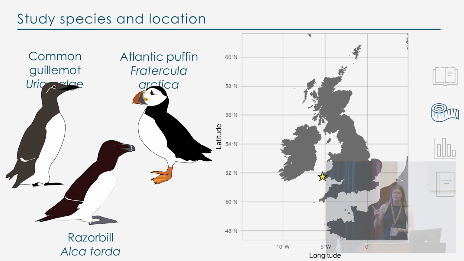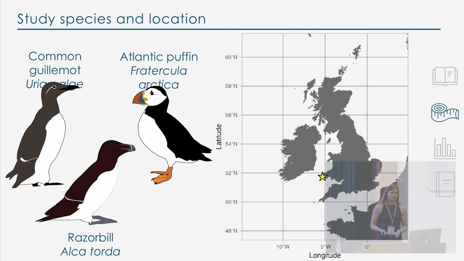These three species have also been the subject of a long-term capture and recapture study that's been going on in Coimbra since the 1970s. Coimbra is marked by the location of the yellow star, and you can see that it's just off the coast of Wales in the Celtic Sea.